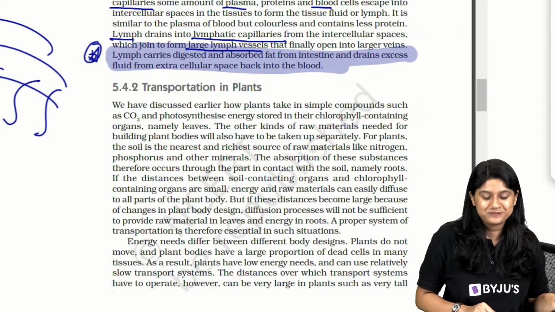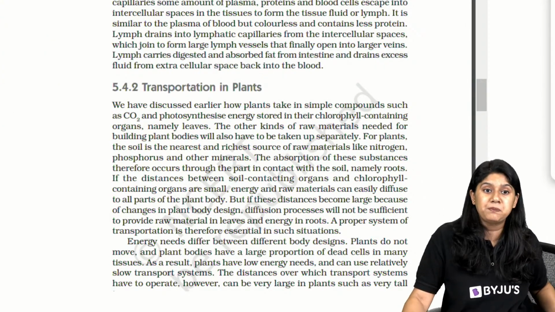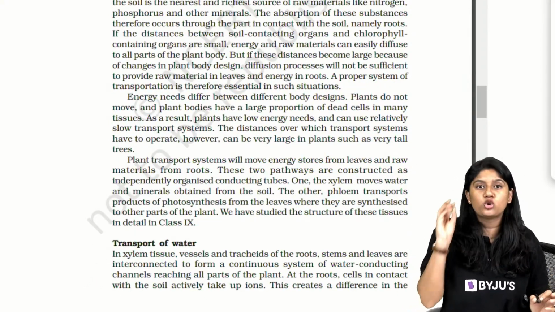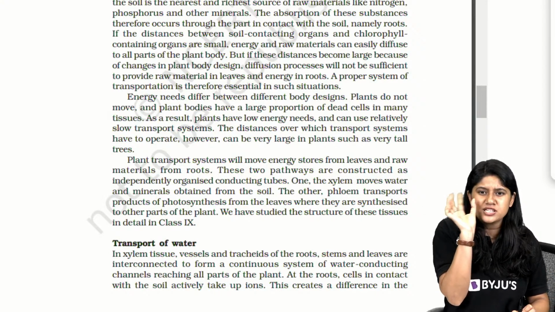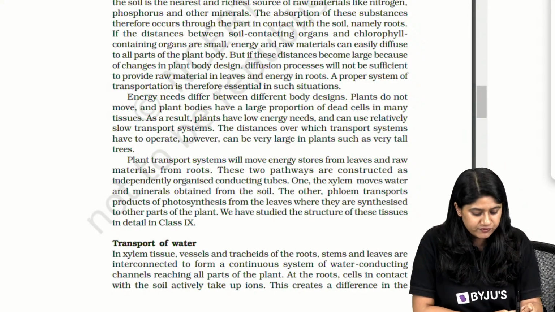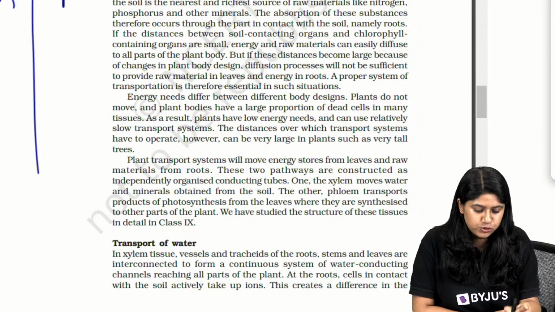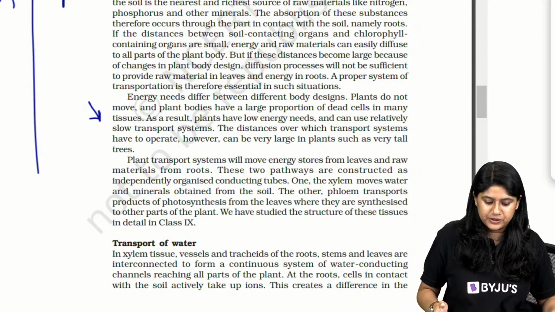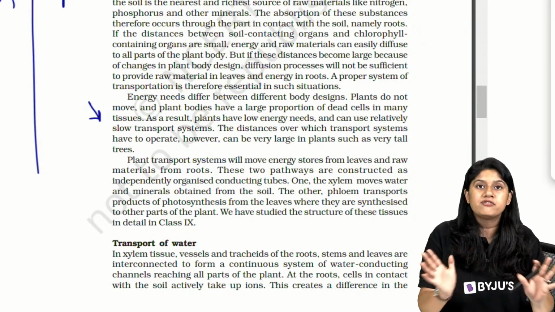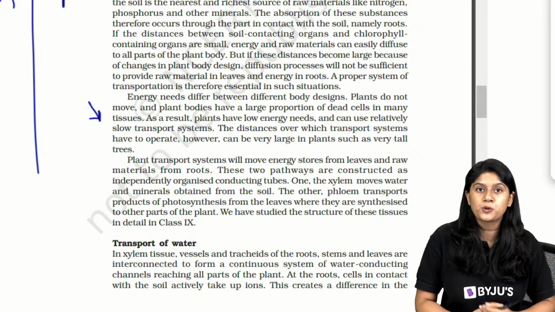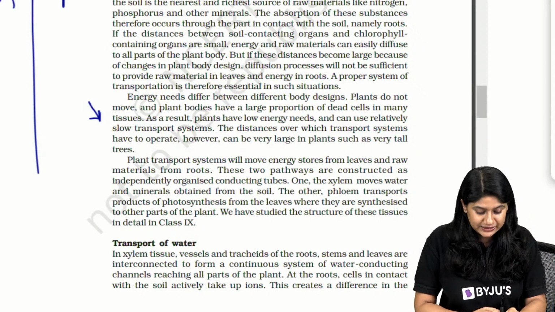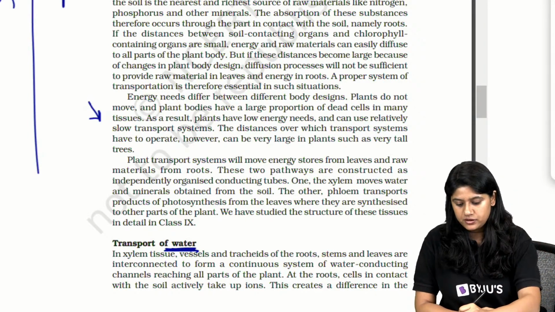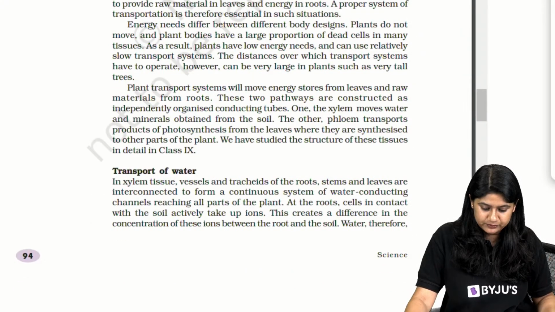Clear? Chaliye. Now we come to transportation in plants. In plants, two things, just a small topic. The transportation in plants is very small. Two important things: we have xylem and we have phloem. These two parts talk about the energy requirement and how the functioning happens. Phloem helps in the transportation or translocation of food, whereas xylem helps in the transportation of water from the roots. That's what they have mentioned over here.